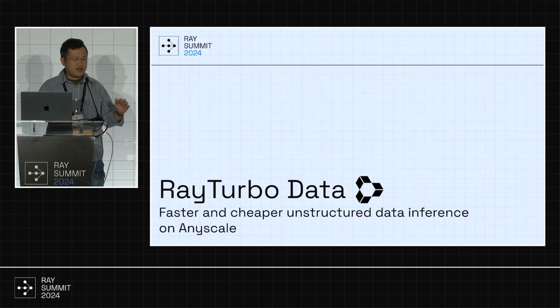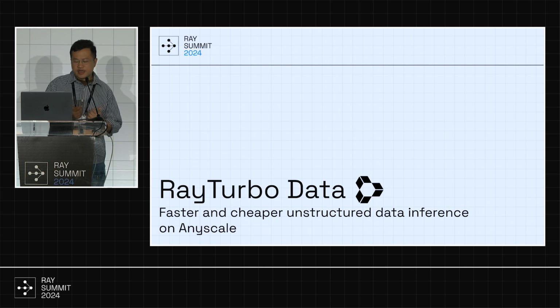So besides all the features we have mentioned, I think Anyscale also provides an improved Ray Data solution that we call RayTurbo Data. Basically, RayTurbo Data comes with some more advanced features that make unstructured data inference jobs even faster and cheaper at large scale.